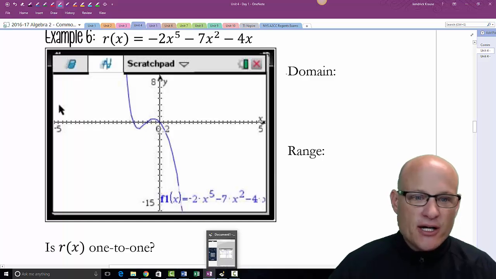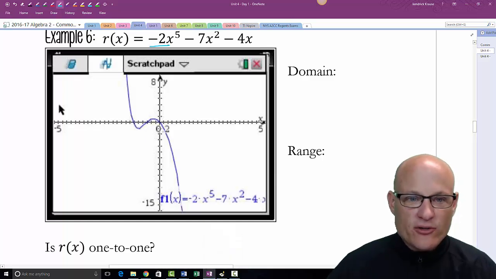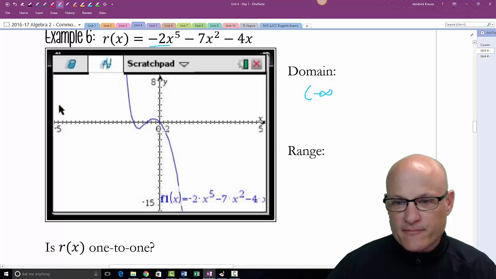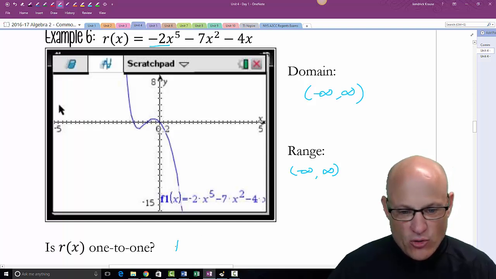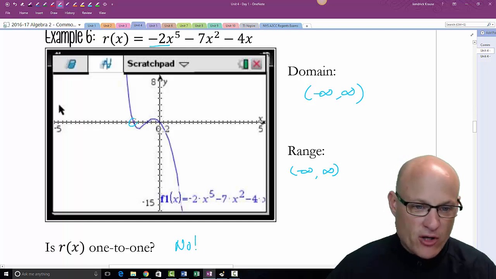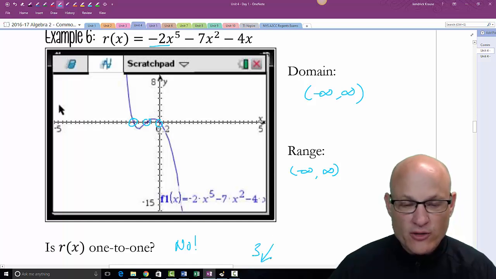Now notice this has a negative leading coefficient. Let's answer the questions. Domain: negative infinity to positive infinity. Range, same thing: negative infinity to positive infinity. But is it a one-to-one function? No, it fails the vertical line test. And then how many roots does this one have? This one also has 3. This one has 3 real roots, so 3 goes down there.